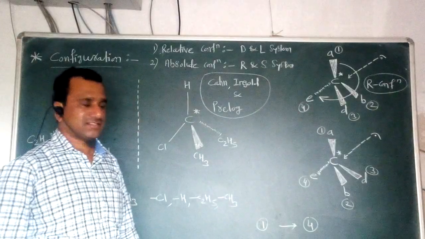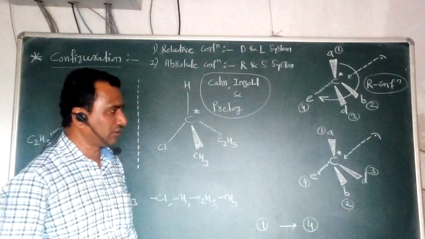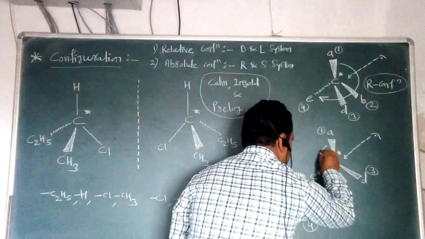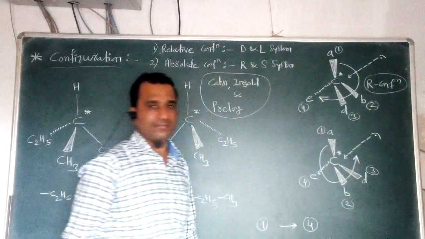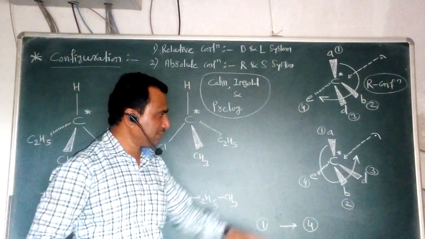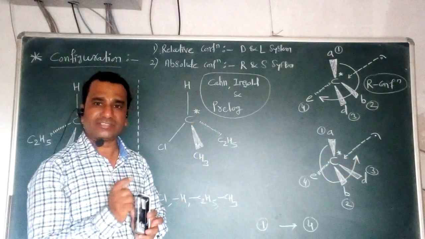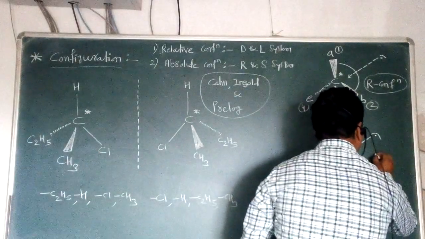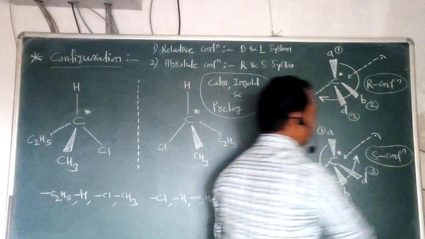Now in the second stereoisomer, suppose we want to go from 1 towards the fourth priority group, then what do we have to do here? We have to just go in this way, first to second to third. So this type of rotation is there, and that movement is in an anti-clockwise manner. So whenever such an anti-clockwise direction is there, then that configuration is called the S configuration.